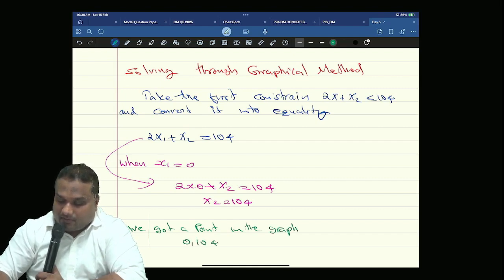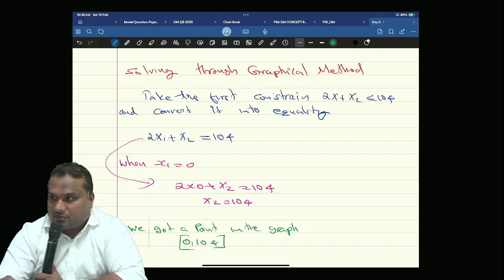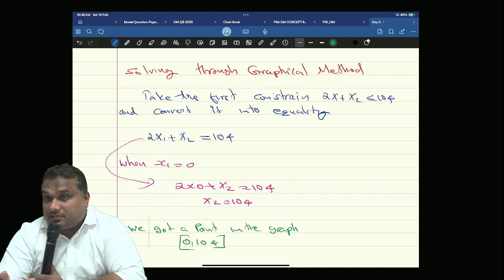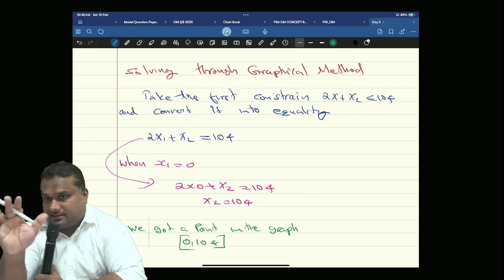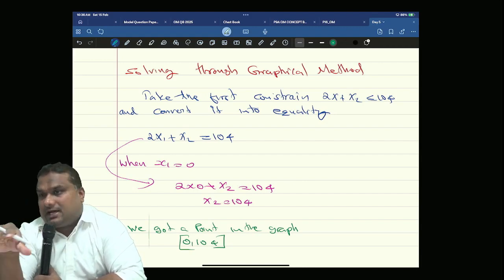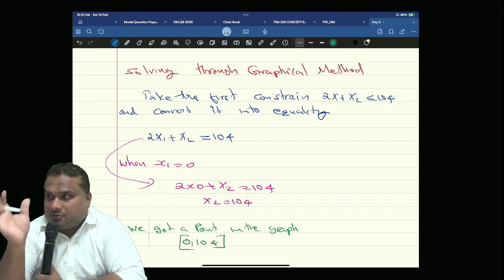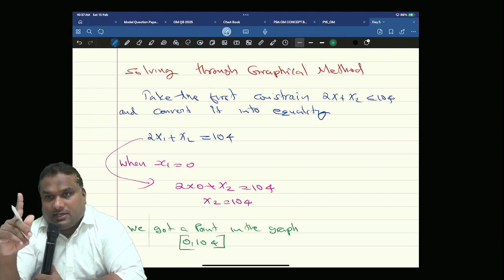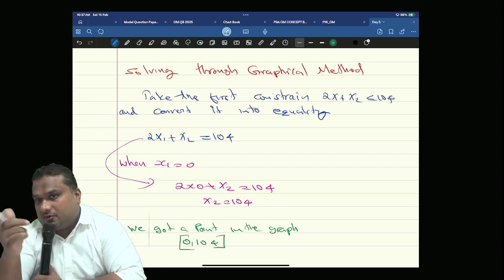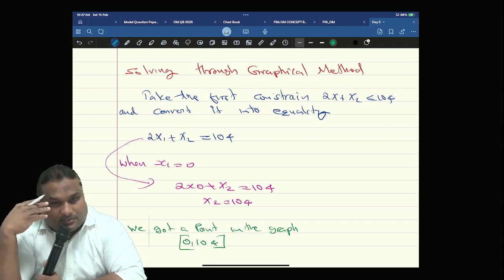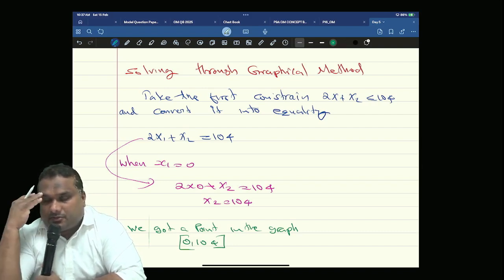We got a point in the graph: 0, 104. The meaning is, if you are not producing lamp A, you will be able to produce 104 lamp B with cutter's time. That means cutter has 104 hours of available time to produce lamp B. Because he has 104 hours, and lamp B requires only 1 hour, 104 by 1 is 104. If all the products are type B only, cutter will be able to produce 104.